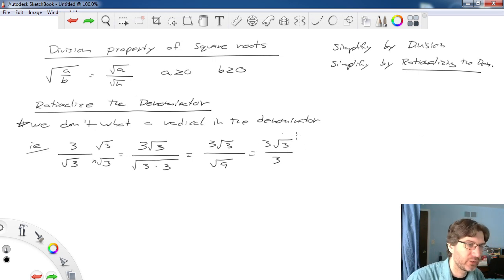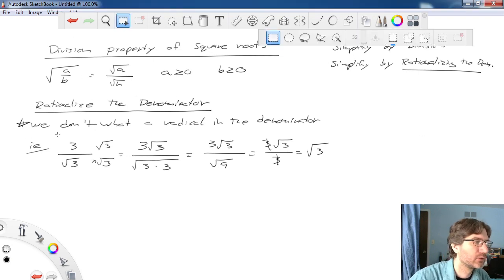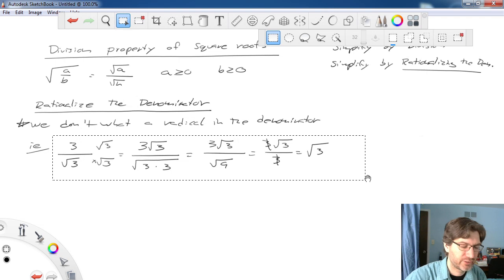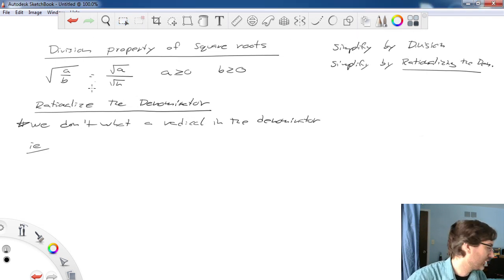Then you look at yourself, can you reduce the top at all? Which it does not look like you can. But what you can do though is 3 divided by 3 is 1. So these will actually cancel and you'll be left with just the square root of 3. So don't forget your little division things there. Rationalizing the denominator just takes a little getting used to.